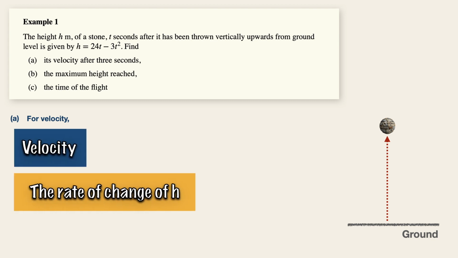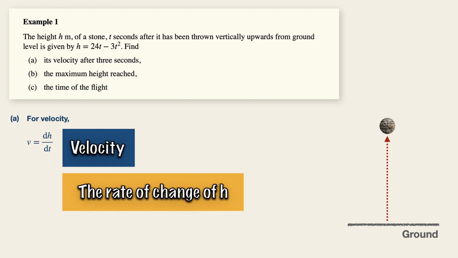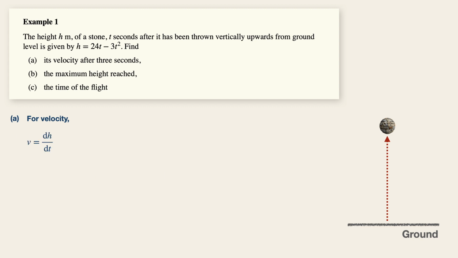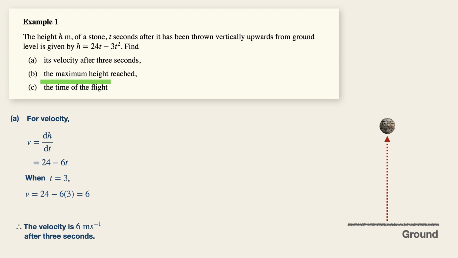You can see it as the rate of change of h, which is the distance traveled either vertically upwards or downwards. Doing so will give us 24 minus 6t. By substituting 3, the velocity after 3 seconds is therefore 6 meters per second. Now let's move on to the part we are interested in, the maximum height reached.